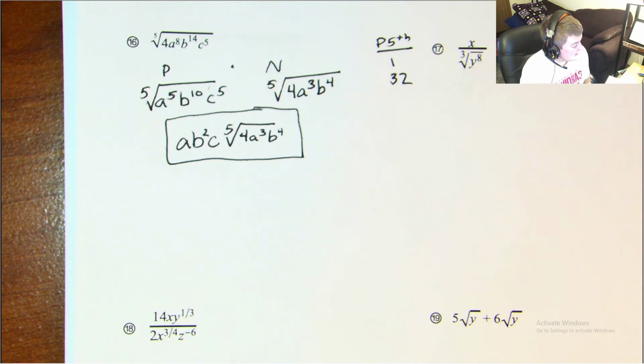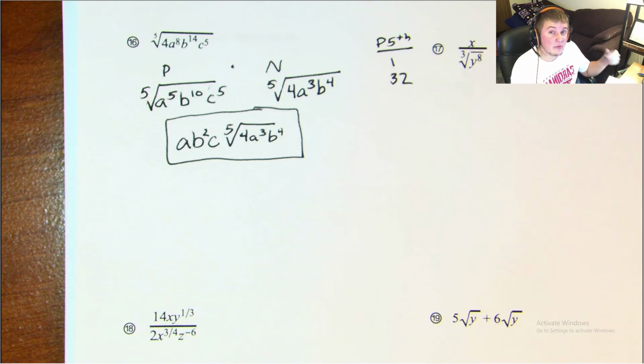Okay, let's look at 17. Well, 17 has a problem because the denominator has a cube root in it, and it can't be there. So I need to think about, just like I did in the previous problems with whole numbers, what power would y have to be taken to so that it's a perfect cube?